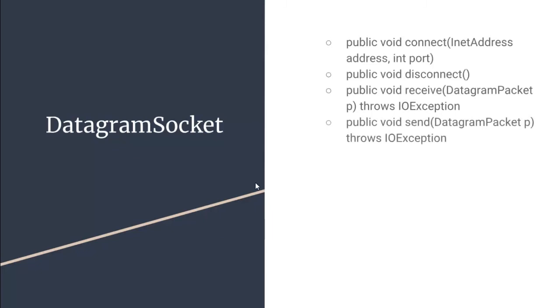And last method, public void send(DatagramPacket p) throws IOException. Sends a datagram packet from this socket. The datagram packet includes information indicating the data to be sent, its length, the IP address of the remote host, and the port number of the remote host.